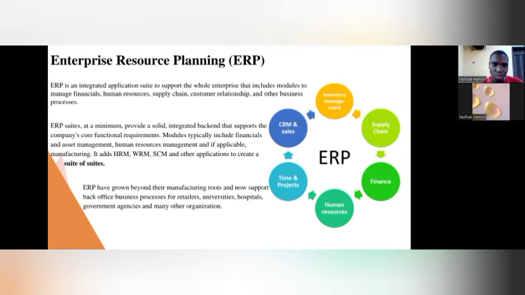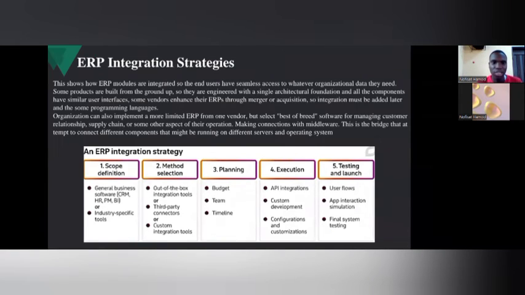ERPs have grown beyond their manufacturing roots and now support back office business processes for retailers, universities, hospitals, government agencies, and many other organizations. ERP integration strategies. So this shows how ERP modules are integrated so the end users have seamless access to whatever organizational data they need. Some products are built from the ground up, so they are engineered with a single architectural foundation and all the components have similar user interfaces.